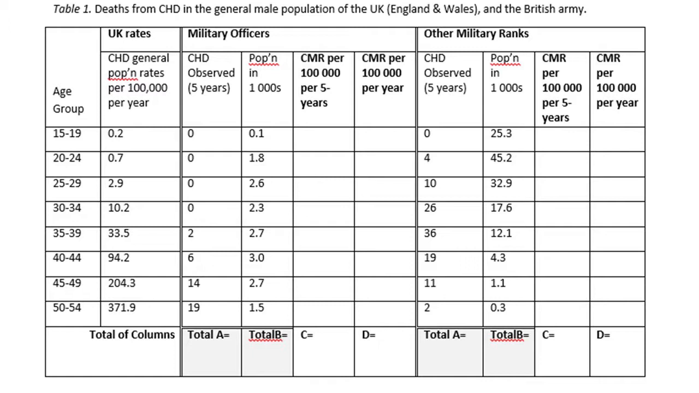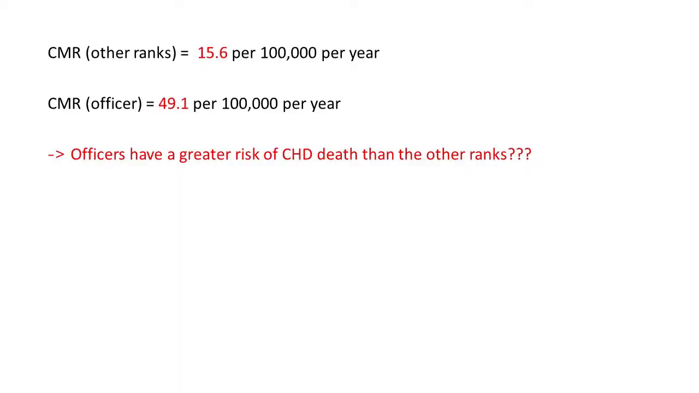In the last video, we calculated crude death rate, also called crude mortality rate, for both military officers and other military ranks. Crude death rate for other ranks was 15.6 per 100,000 per year, and for military officers was 49.1 per 100,000 per year. Clearly, crude death rate was higher for military officers than other ranks, but can we conclude that military officers have a greater risk of coronary heart disease death than other ranks?